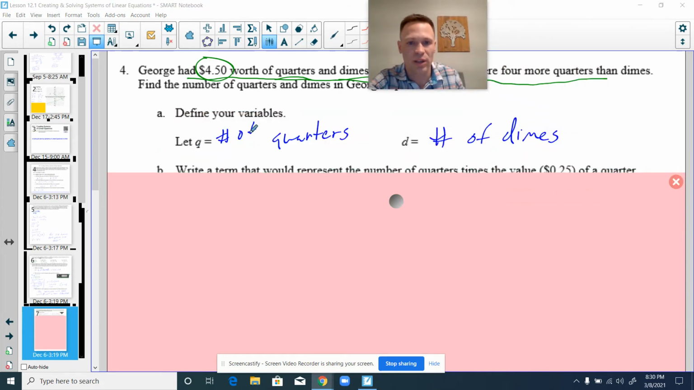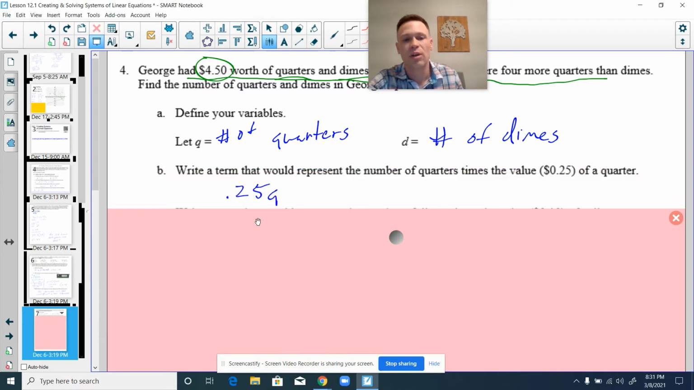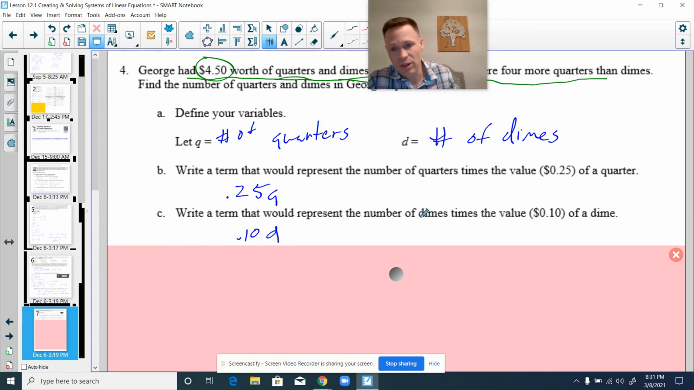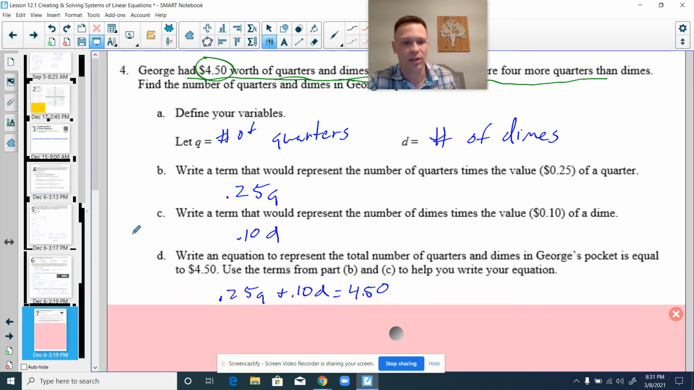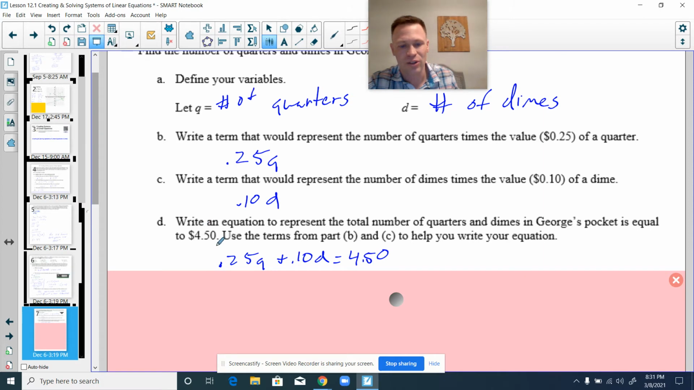So we're going to let Q be the number of quarters and D be the number of dimes. Right? So those are the two variables. And then we're going to write a term that would represent the number of quarters times the value of a quarter. All right, well, if Q is the number of quarters and the value of a quarter is 25 cents, so it's 0.25Q. Write a term that would represent the number of dimes times the value of a dime. Same thing, 0.1 times D, because D is the number of dimes, and a dime is 10 cents. So now we're going to write an equation that would represent those two terms added together to equal the amount of money in his pocket. 0.25Q plus 0.1D equals 4.50.